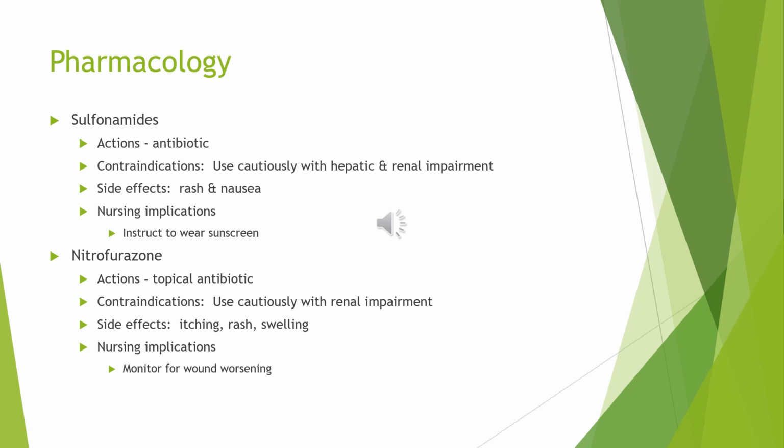The other one is nitrofurazone, which is a topical antibiotic that is contraindicated if our patient has renal impairment. Side effects of this one can be itching, rash, and swelling, and then nursing implications would be to monitor for worsening of the wounds. So again, a lot of these medications, we need to make sure that our kidney function is well before we give them.